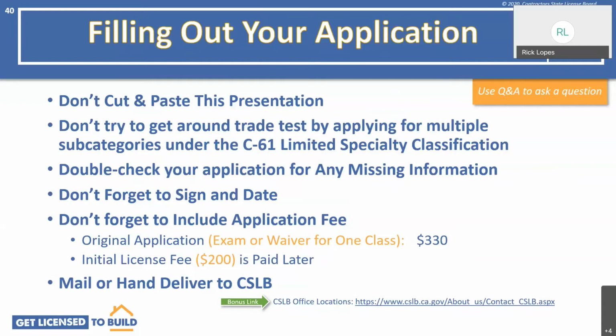Also, don't forget to include the all-important $330 application fee. You'll pay the $200 initial license fee after you pass your exam or exams. So $330 now for the app fee, $200 later after you pass your exams. Then put your application package in the mail to CSLB. You can also hand deliver it to one of our public counters. And we've got a bonus link at the bottom of the screen to our different office locations.